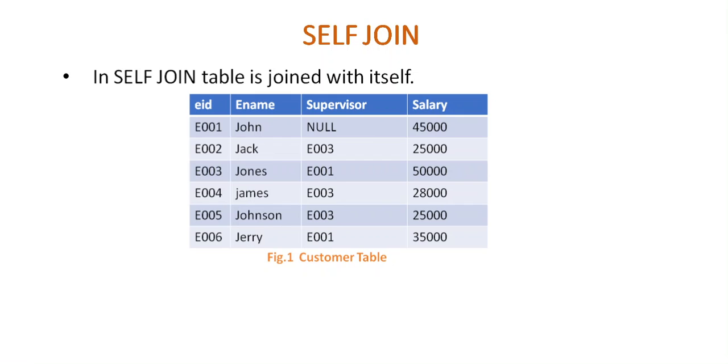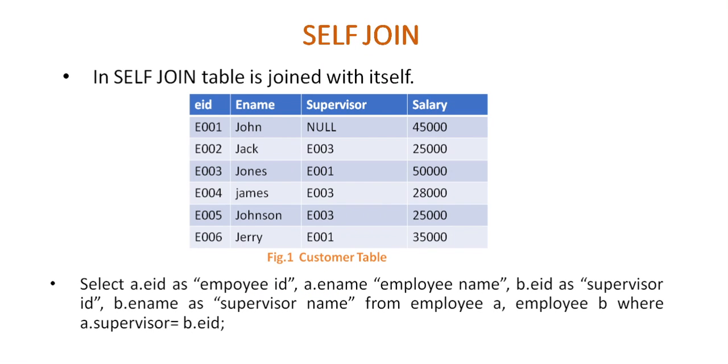Okay. So now I want employee ID, name of employee, supervisor ID and the name of supervisor. I want the data like this: E002 Jack, then E003 and the name of E003, that is Jones. I want the name of the employee and the name of the supervisor to which that employee is reporting. So my query will be like this.